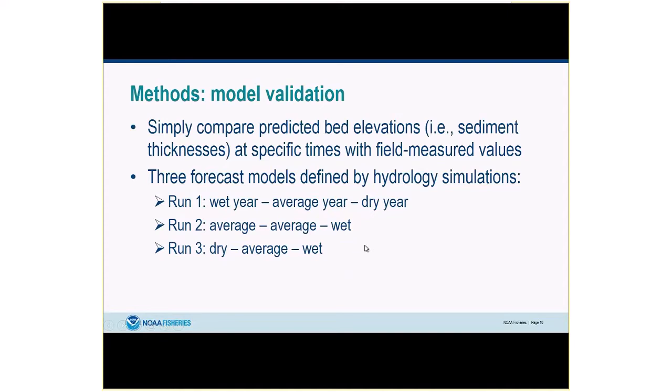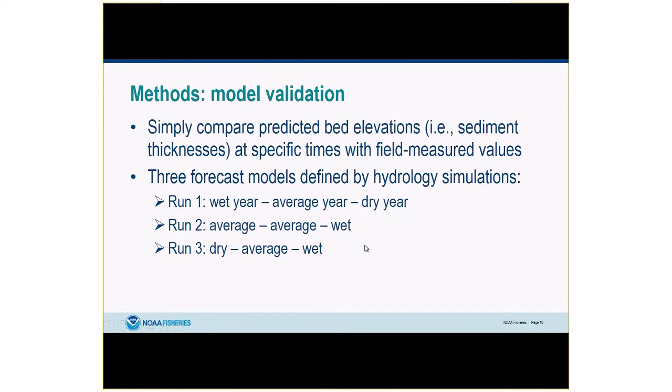Run 1 was an assumed wet year followed by an average year followed by a dry year. Run 2 was average, average, wet. And then run 3 was dry, average, wet. So of course we don't know what the hydrology is going to be in advance, so we have to guess it, basically.